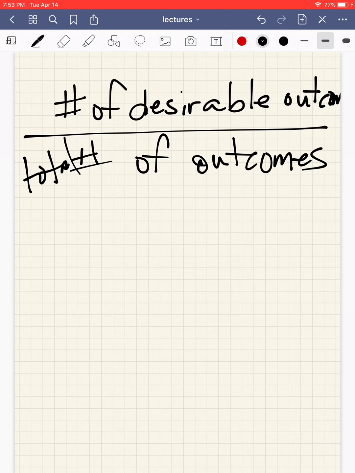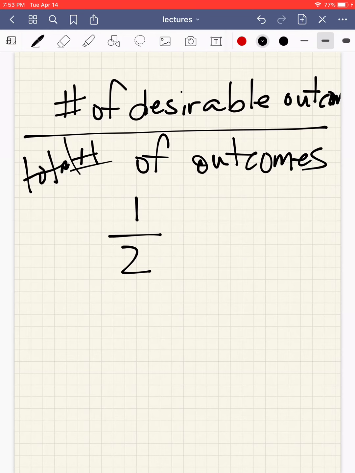So, an example. If I asked you to tell me what the probability of tossing a fair coin and it coming up heads would be, how many heads are there? 1 out of how many sides of the coin are there? 2. So the probability of me tossing a coin once and it coming up heads would be 1/2. All right?